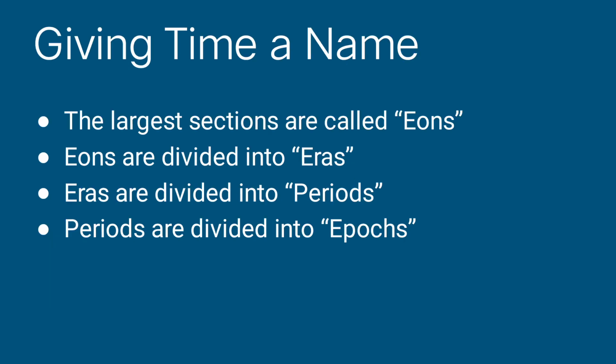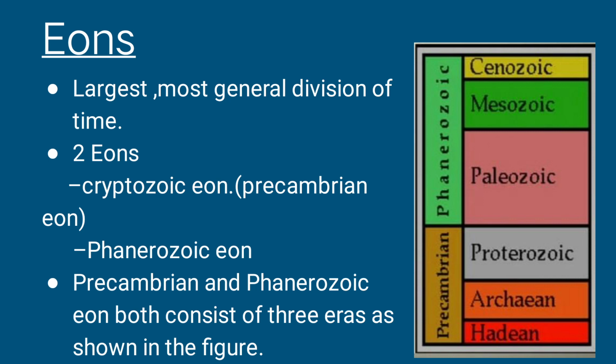Giving time a name. The largest sections are called eons. Eons are divided into eras. Eras are divided into periods. Periods are divided into epochs. Eon: the largest, most general division of time.